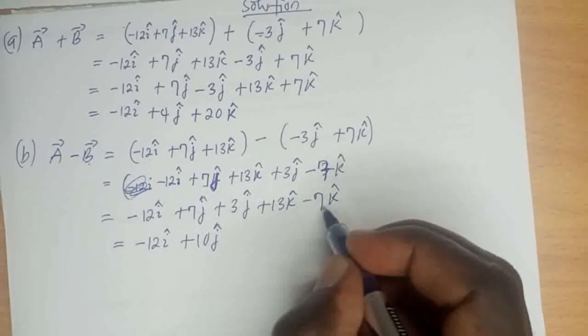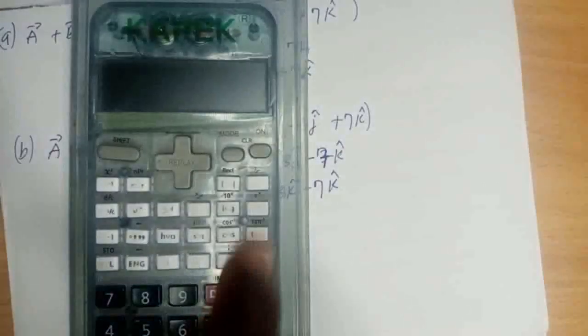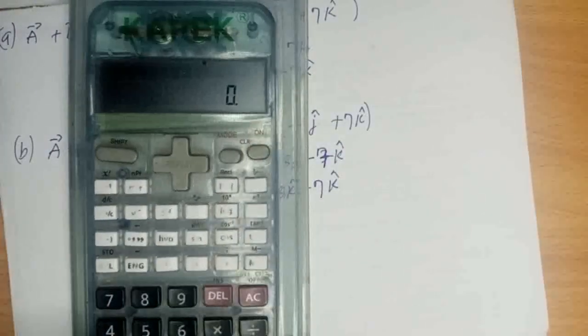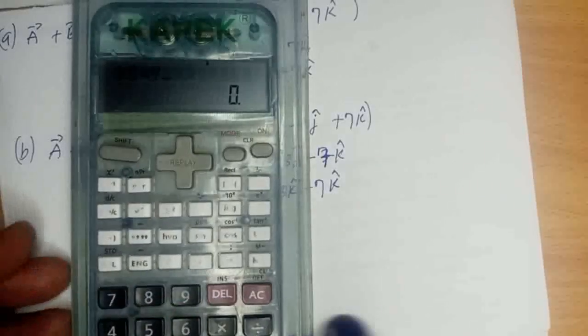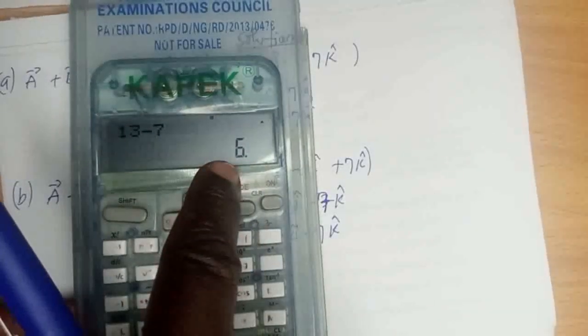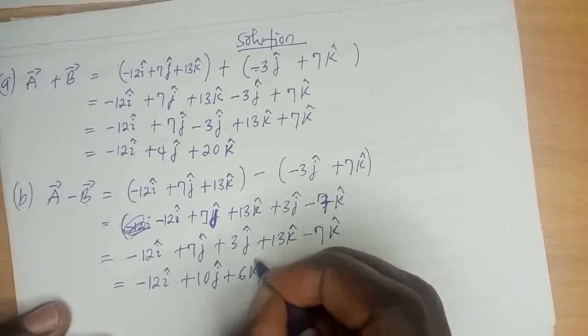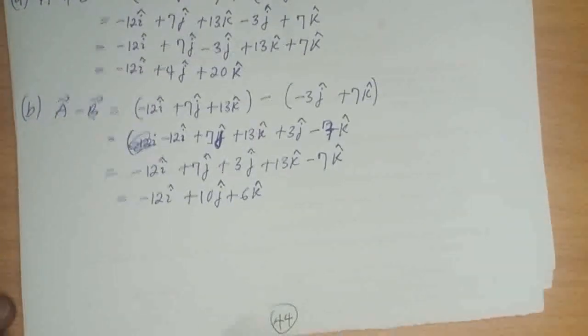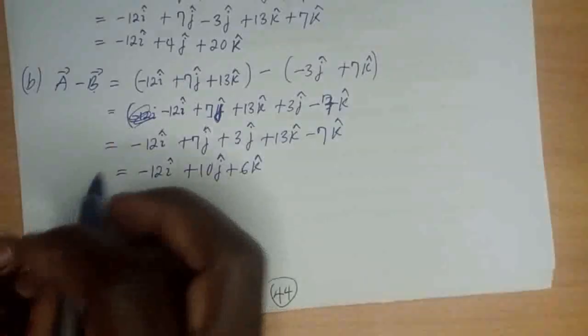then 13 minus 7. In case you get confused, always use your calculator, open it, press 13 minus 7, you see that equality sign, you have 6. This 6 is positive, so you have plus 6 k cap. This is vector A minus vector B. Then we move on to C.